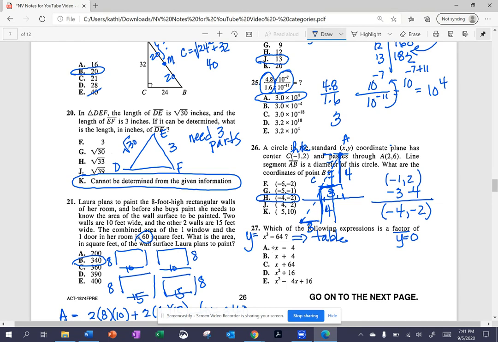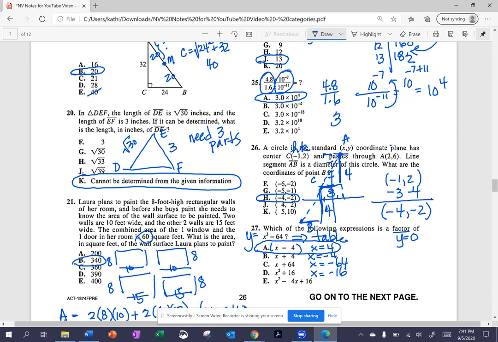So when I'm looking in this form, x minus 4, this is at x equals 4. This is at x equals negative 4. This is at x equals negative 64. This is at x equals negative 16. So if I go look in the table, I see that at x equals 4, y is 0.